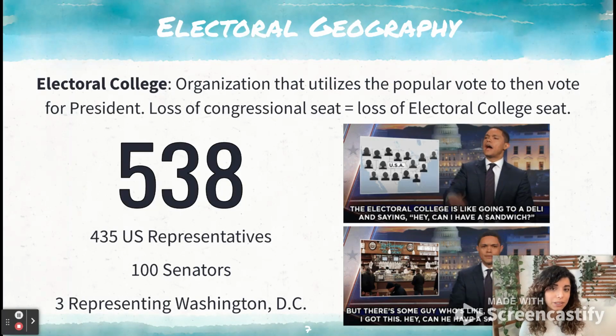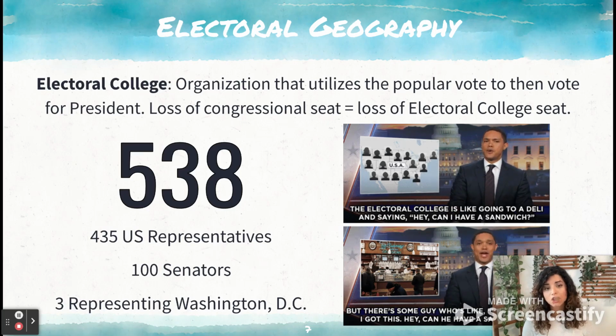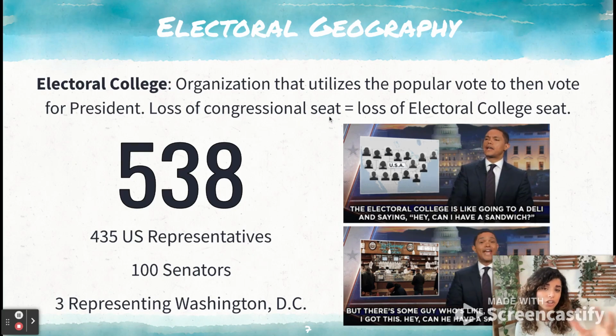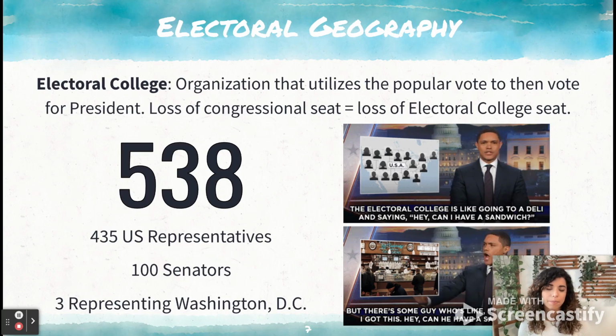Electoral College, this is something that the U.S. uses as well as other countries. This is an organization that utilizes the popular vote and then votes for the president. Essentially, it's not a direct popular vote for the president. Instead, the whole population will vote, and then each area has electoral college representatives, and those representatives will vote in the way that that population would like. So it's almost the same thing. Technically they're not tied to voting the way that that population does, but essentially they always do. If there's a loss of a congressional seat or if the population decreases, that means they will have less representation in the electoral college, which means there's less population to be considered.